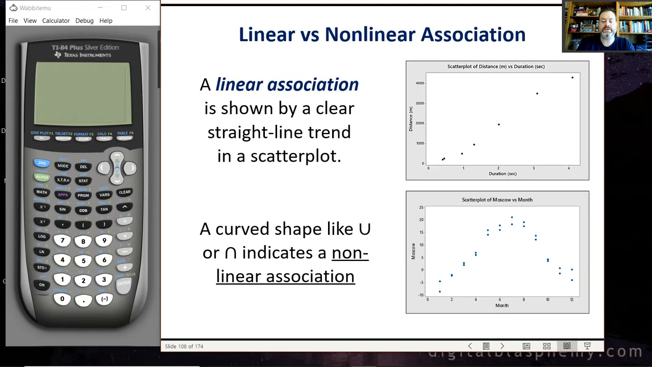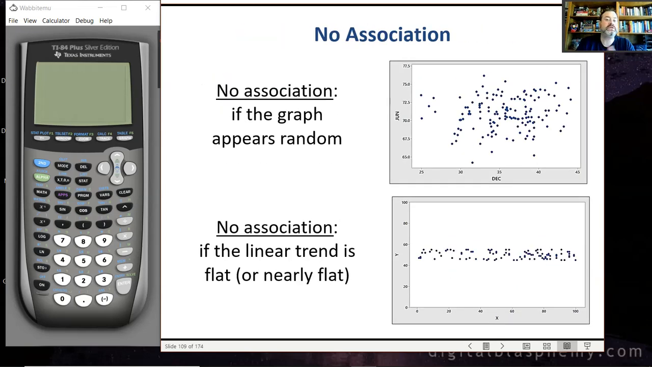So this was nonlinear, but sometimes if there's no association at all, that is also classified as nonlinear. It just means there's no straight line pattern. So here, this is a very random looking graph. And here, this is a horizontal line. And it turns out that horizontal lines are also considered to be no association. So it's linear, but it's no association.